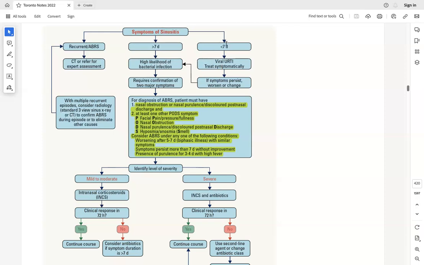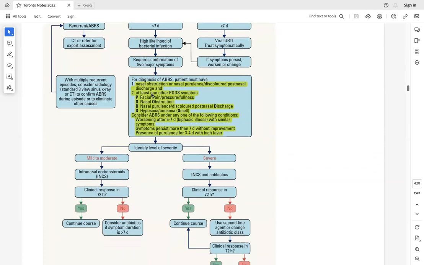But if the symptoms are not resolving for more than 7 days, or the patient was presenting, and after 3 to 4 days the symptoms got better, but now he's saying that after getting better, my symptoms are getting worse. After 2 to 3 days the symptoms were better, but now again, after 6 days, 7 days, my symptoms are getting worse. So most likely it is bacterial. So we have to treat it. After more than 7 days, highly it is bacterial infection and requires 2 major symptoms.